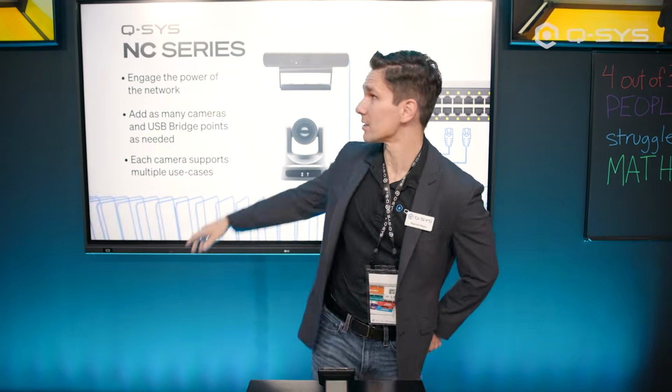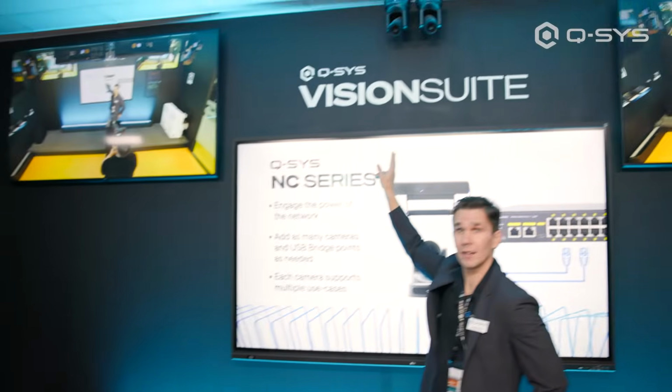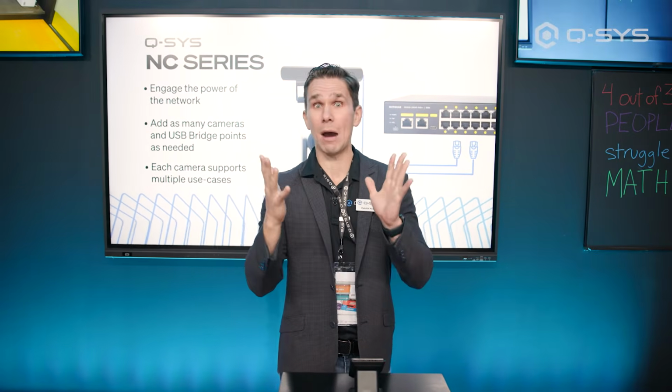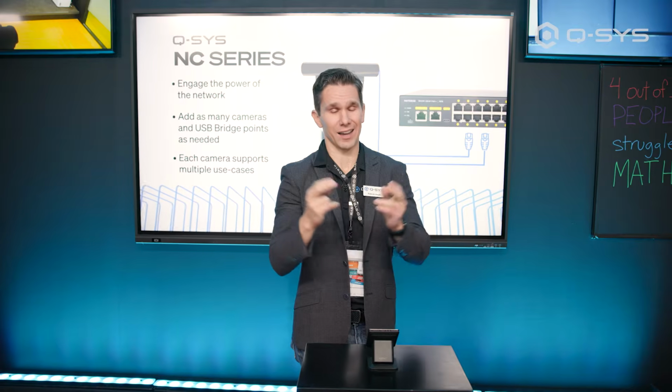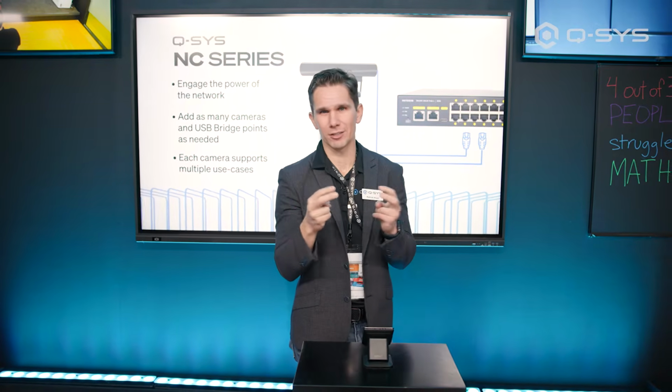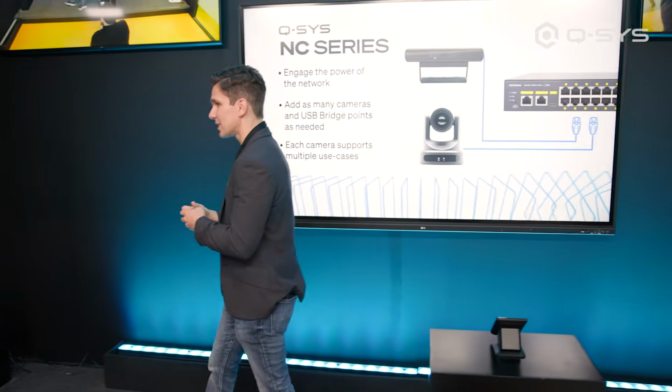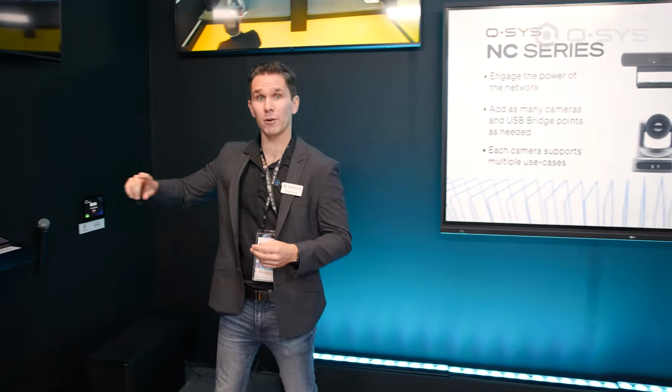Let's start with these cameras. We got 2 cameras in the front, 3 cameras in the back, all of which are NC cameras native to Q-SYS, which means a single cable is delivering audio, video, control, and power, and you don't have to configure the communication between all those systems because they're native with Q-SYS. All of that gets bundled into Q-SYS and delivered to the UC platform of your choice.